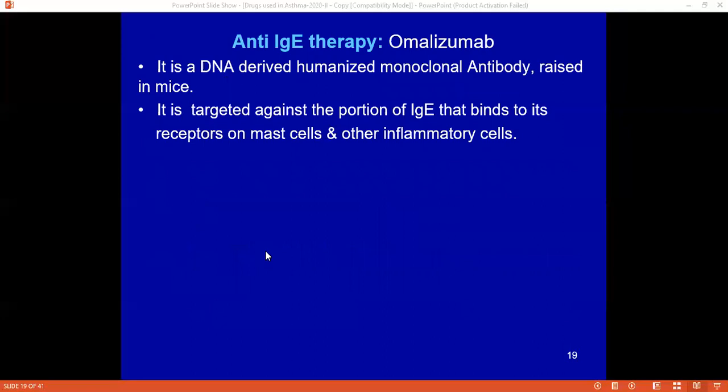Then comes the anti-IgE therapy. Omalizumab. Omalizumab is an antibody. It is a DNA-derived humanized monoclonal antibody raised in mice. It is targeted against the portion of IgE that binds to its receptor on the mast cell and other inflammatory cells. That means it will neutralize the effects of IgE, especially on the mast cells and other inflammatory cells, and they will prevent the release of inflammatory cytokines, chemokines, and other mediators.